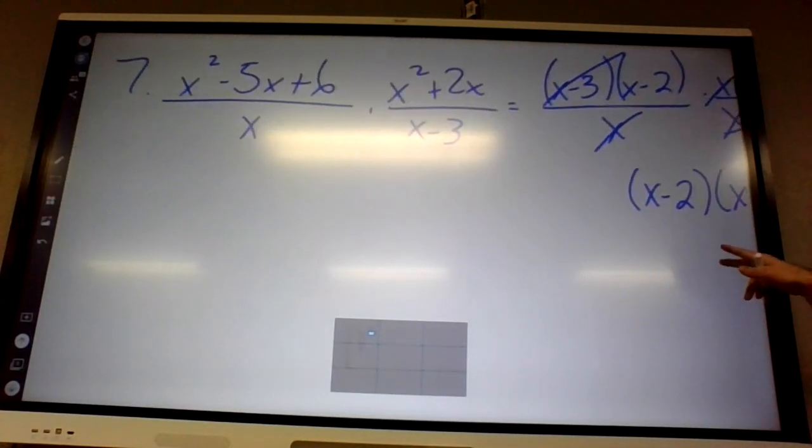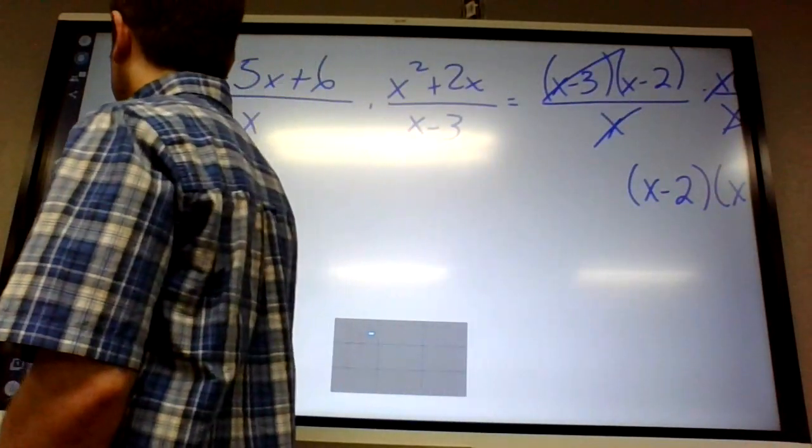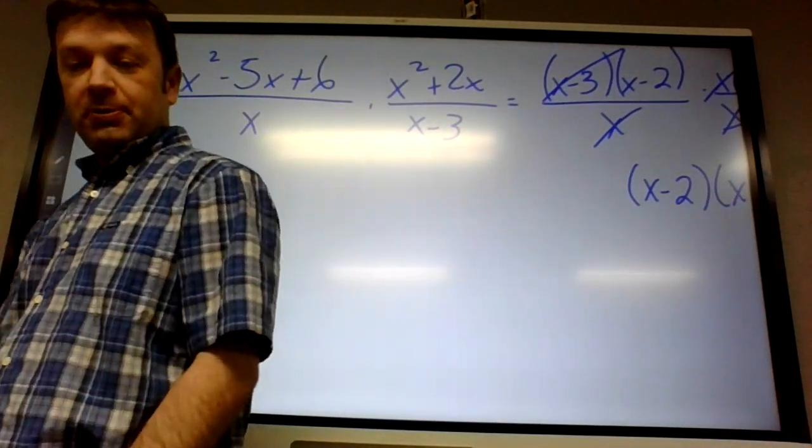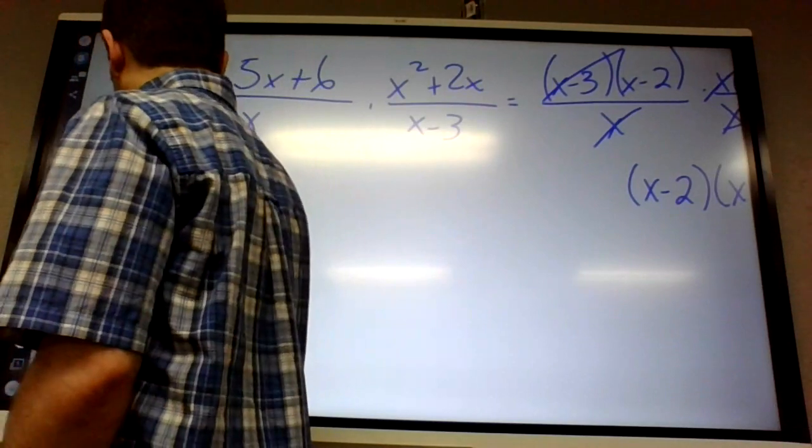I just keep... It's really stuck in there. 5x minus 15.